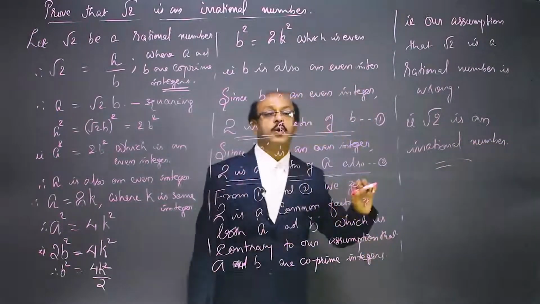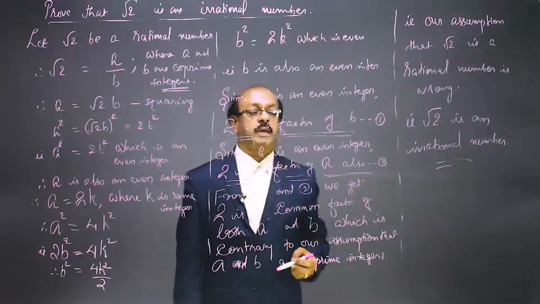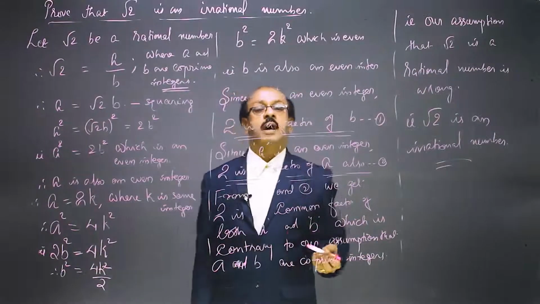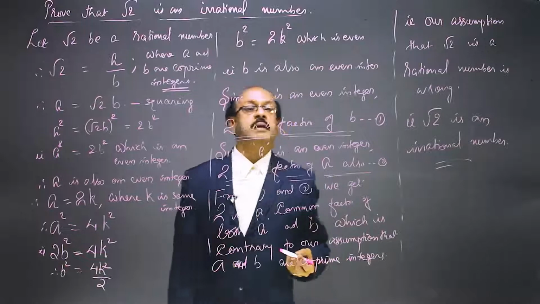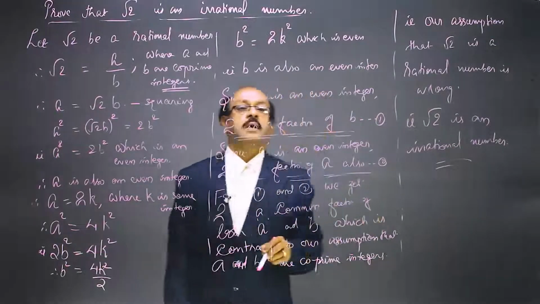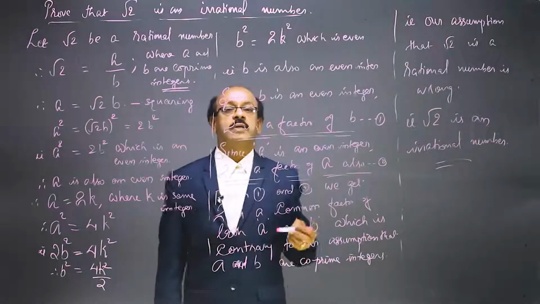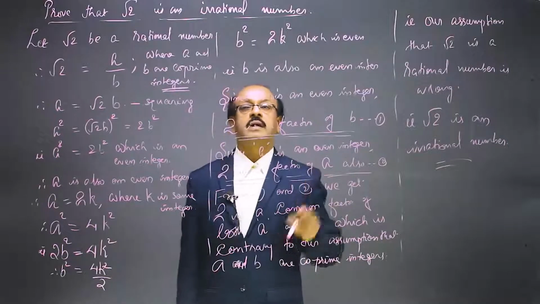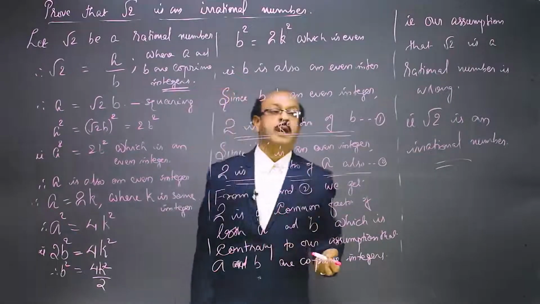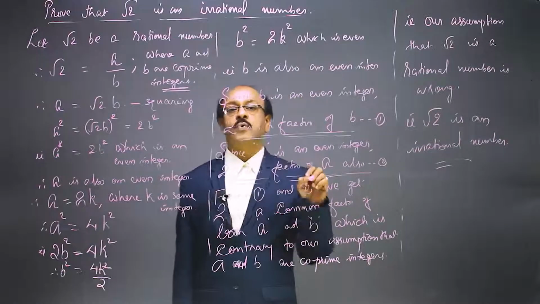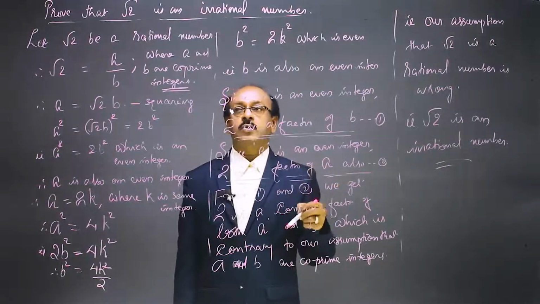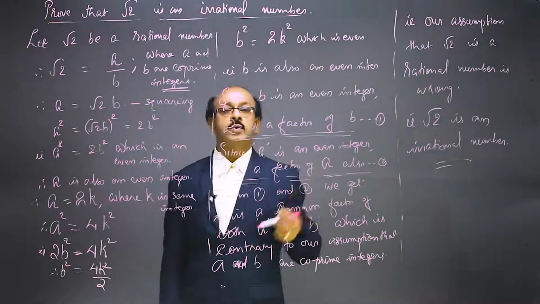Irrational means it cannot be represented in the form a by b. That means irrational numbers are non-terminating and non-recurring numbers. Non-terminating and non-recurring numbers are called irrational numbers. They cannot be represented in the form a by b or p by q, where a and b are integers or p and q are integers.